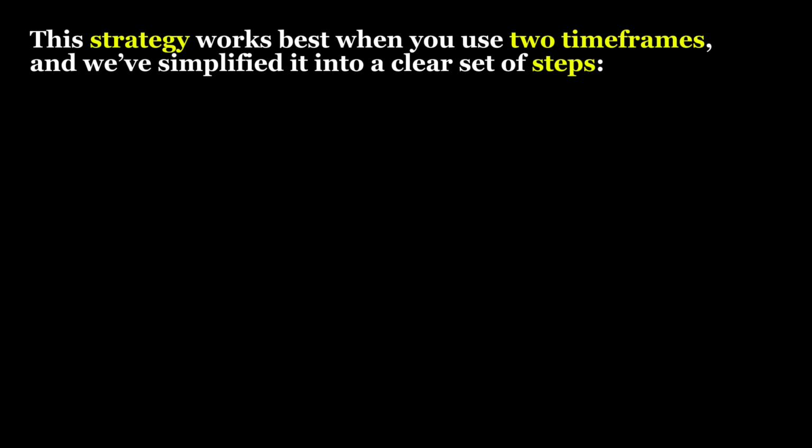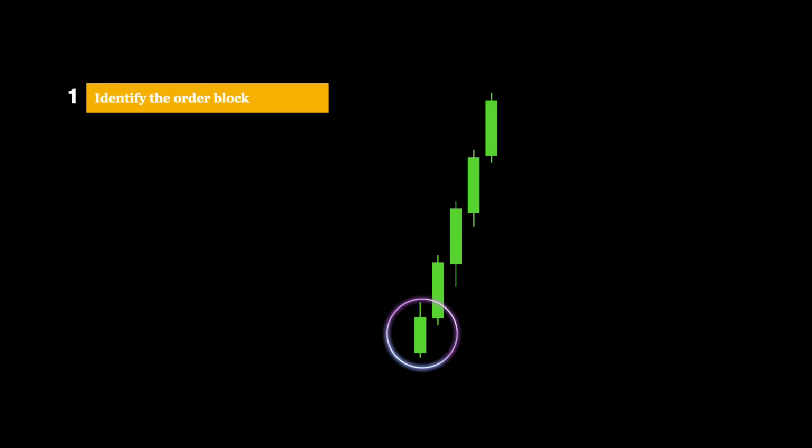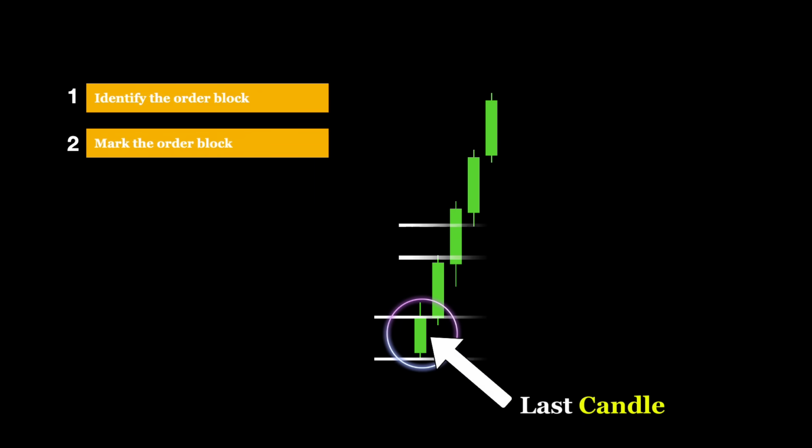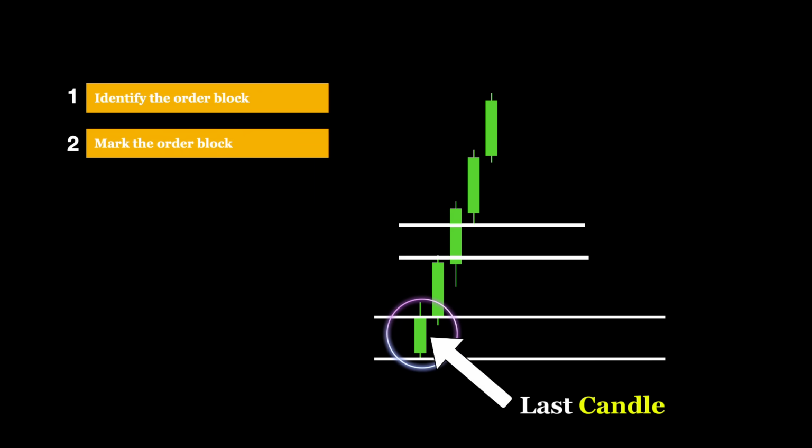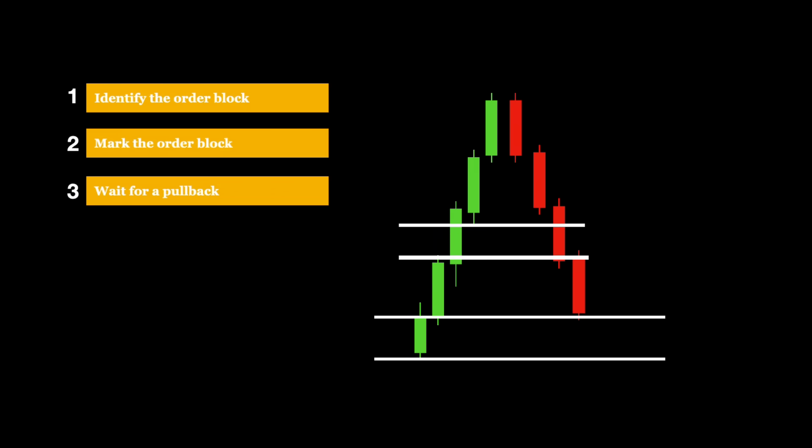This strategy works best when you use 2 timeframes, and we've simplified it into a clear set of steps. Identify the order block. Spot the candle before the imbalance that created a strong move. Mark the order block. Draw the entire zone on your chart so it's easy to track. Wait for a pullback, be patient, and let price return to the zone instead of chasing the move.